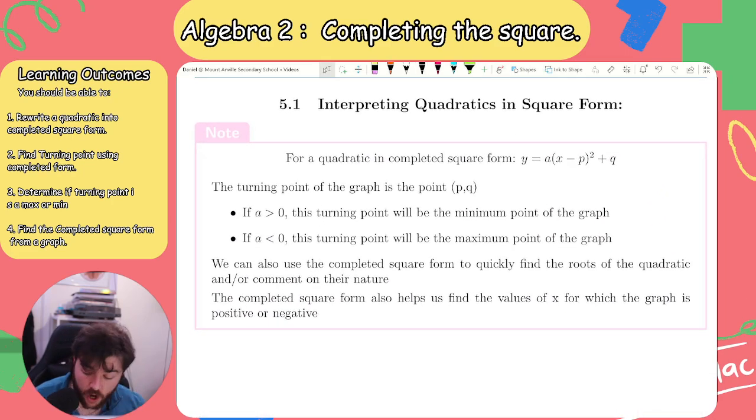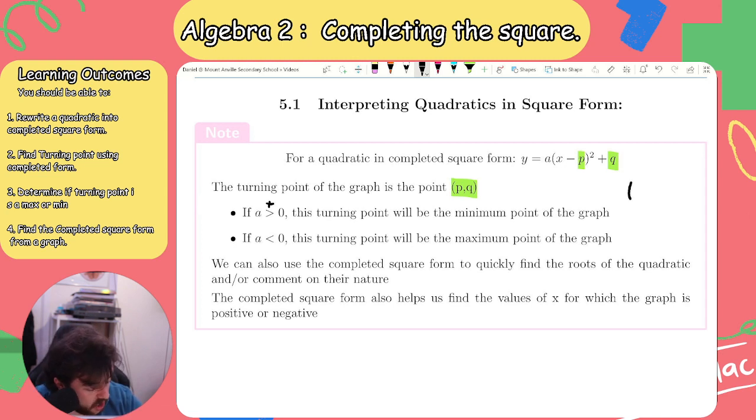How do we interpret the complete the square form? So for a quadratic in complete the square form, a times (x minus p) all squared plus q, the turning point of the graph is the point (p, q). So (p, q) is my turning point. So this is the point in the graph where it will be positive or negative. So if a is greater than 0, i.e. my leading coefficient is positive, the turning point will be a minimum on the graph.